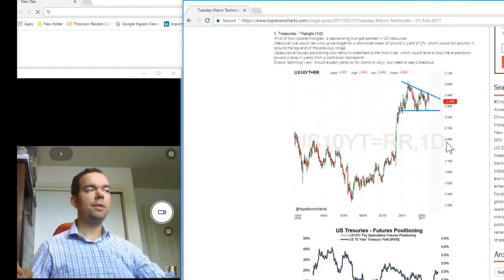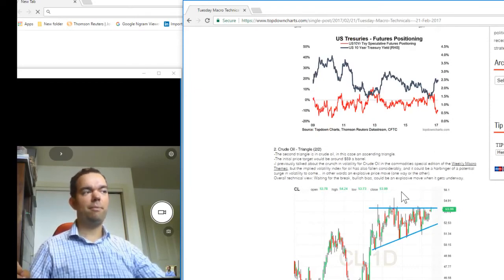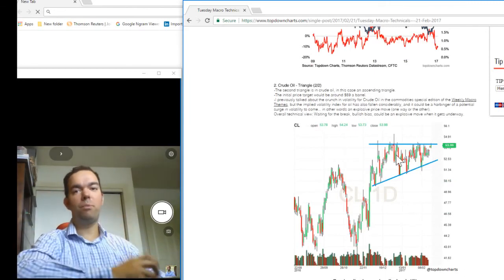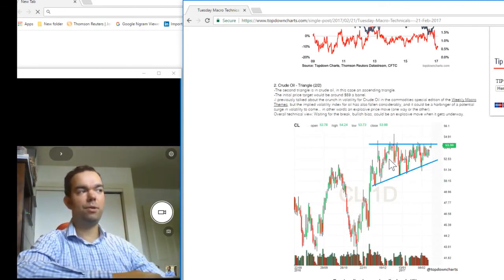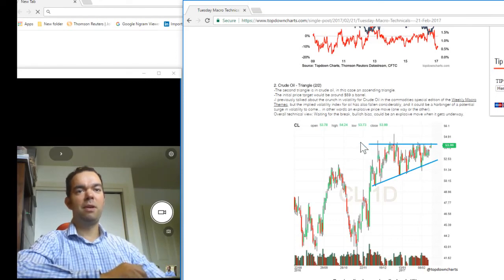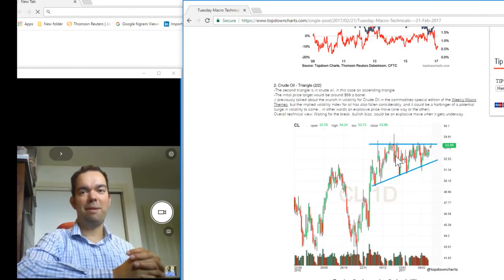So these are two very much key macro variables at the moment. I think oil is going to be the one that drives the next big move in global markets. When you see this pattern resolve one way or the other, that's probably going to be the big thing that drives the next big move, and shakes us out of this period of calm, quiet, low volatility that we've been enjoying at the moment.